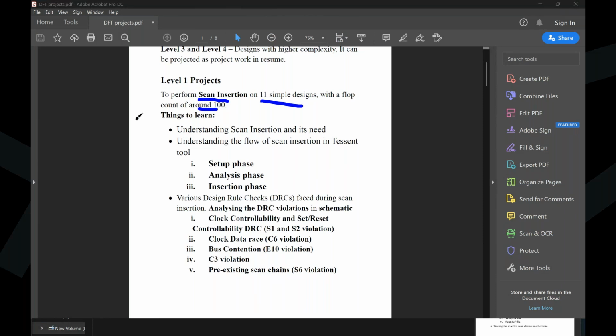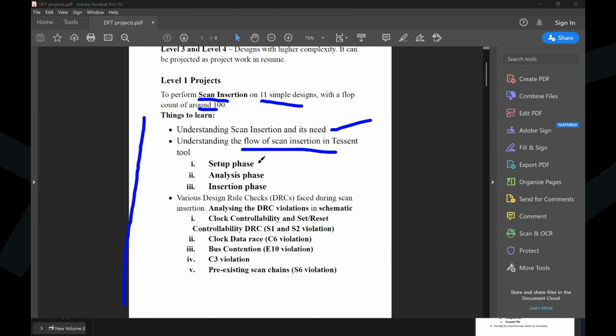Our aim in level 1 projects is to understand scan insertion and its meaning, and to understand the flow of scan insertion. We are going to use Mentor Graphics tools in our lab. If you want to implement scan insertion using the Mentor Graphics tools, which is nothing but the Tessent tools, you need to follow a procedure. That procedure is what is called the flow of scan insertion.